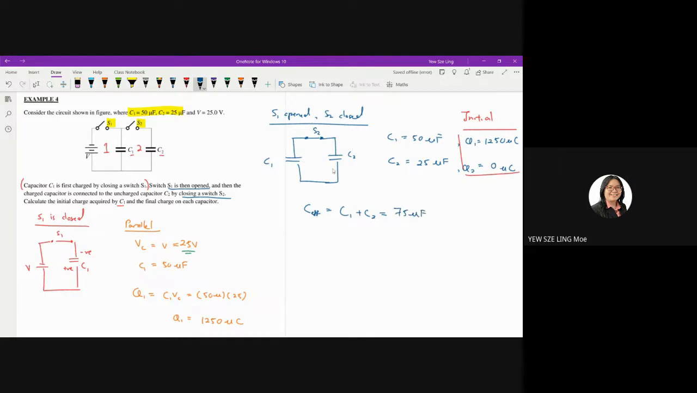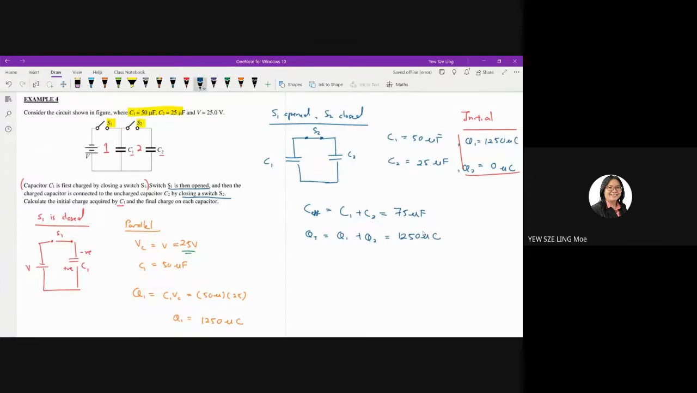Now I'm going to look at the total charge in the circuit. Since you disconnect the battery, you are removing the source, the supplier of the charge. Therefore, the total charge in the circuit is just Q1 initial plus Q2 initial. You won't have additional charge anymore because there is no more supplier. So the total charge is 1250 microcoulomb, equal to the total charge at the initial state.